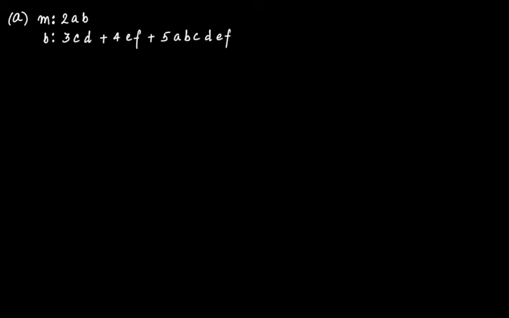How to multiply a monomial by a trinomial. So here you have a monomial 2ab and you have a trinomial 3cd plus 4ef plus 5abcdef. Now, if you remember the distributive property of multiplication, it's like if you have a multiplied by b plus c plus d.